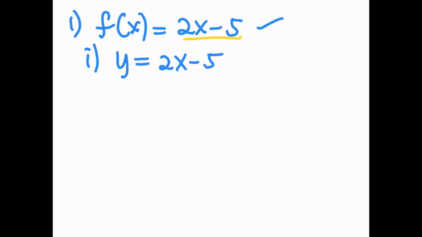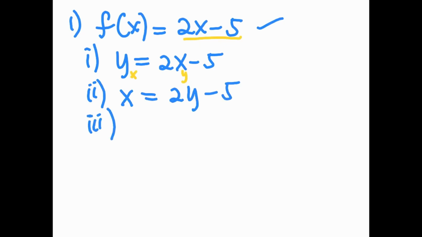Then the second step would be we'll replace these variables. y will be replaced now with x, as x will now be replaced with y, to have x equal to 2y minus 5. Then we are ready to solve for the variable y in the third step. That is, we'll isolate y on one side of the equation, in terms of x.